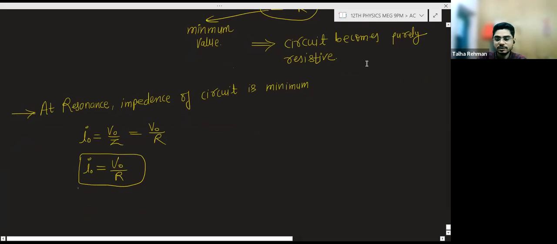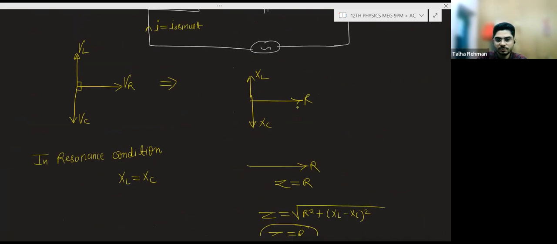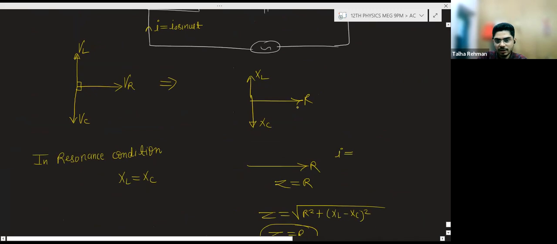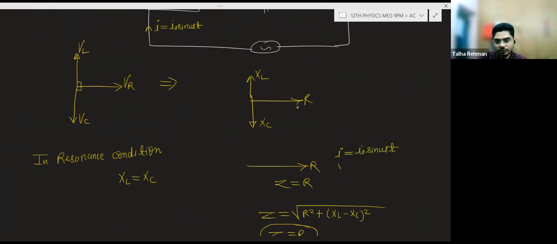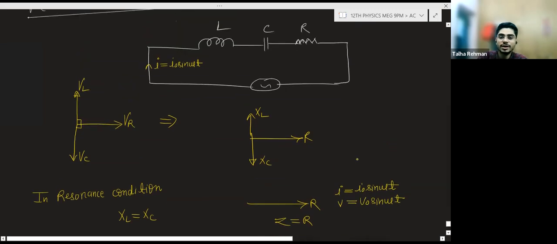And so here what happens? This circuit becomes a purely resistive circuit. So the equation of the current can be written as I is equal to I naught sine omega t, and equation of voltage also becomes V is equal to V naught sine omega t. Why? Because this circuit becomes resistive circuit, and in resistive circuit current and voltage are in same phase.